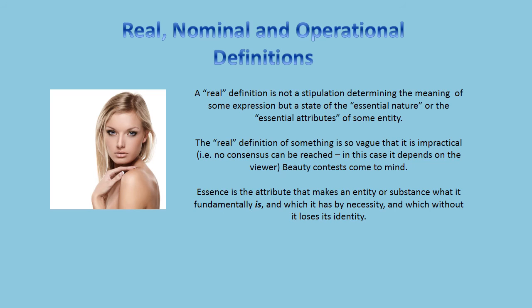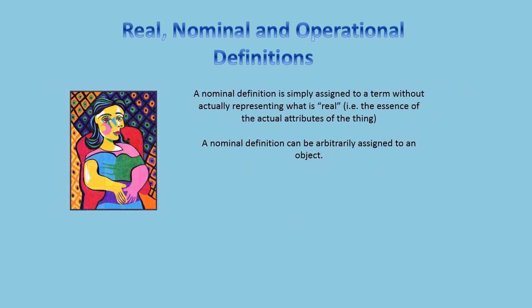You need to understand the difference between real, nominal, and operational definitions of a concept. A real definition basically pertains to the state of the essential nature or the essential attributes of some entity. So basically, it's often so vague that it's not really usable. It's in the eye of the beholder. A beauty contest comes to mind. So this is something you typically don't use. Babbie says specification of concepts in scientific inquiry depends instead on nominal and operational definitions. So let's go over those.